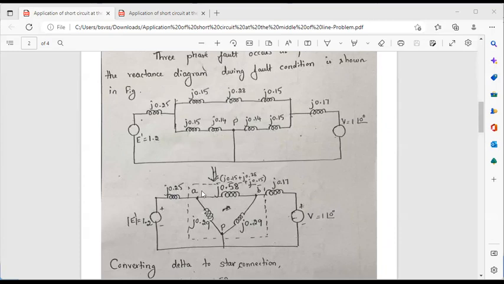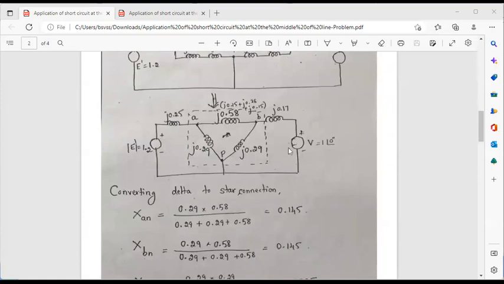So if you redraw the circuit, here we will be getting the circuit like delta. So here it is 0.58, left hand side 0.29, right hand side 0.29. In this side it is 0.25, here it is 0.17, and then the voltage sources. And now here it is a delta circuit. From this delta circuit, we have to convert it into star connection.